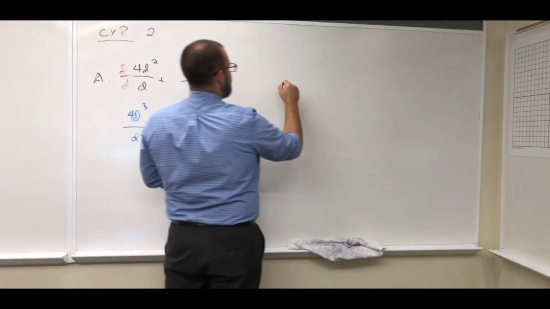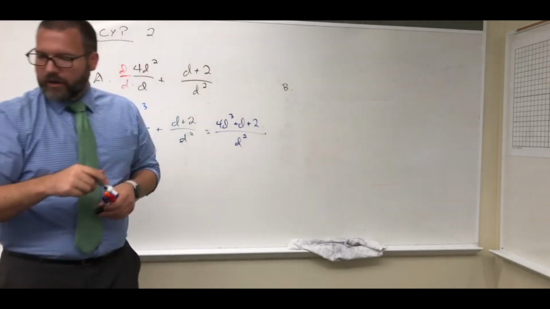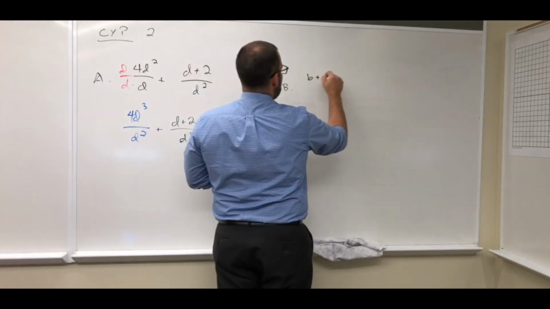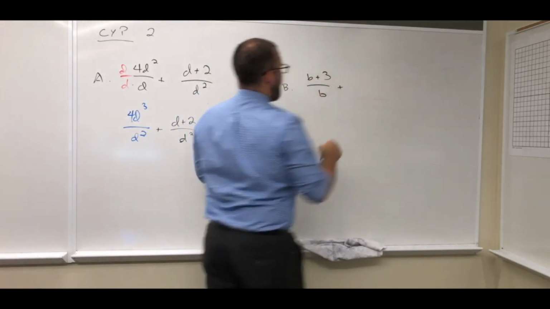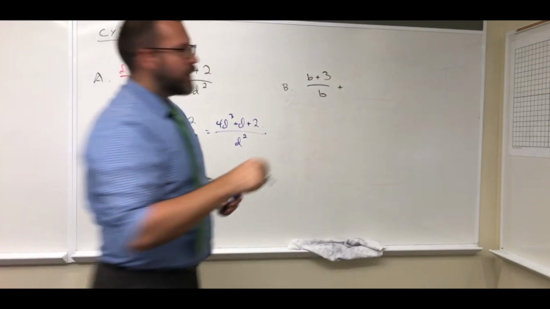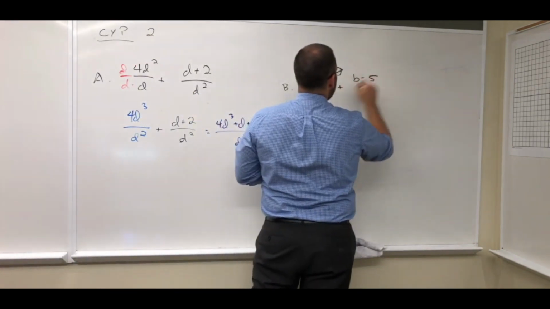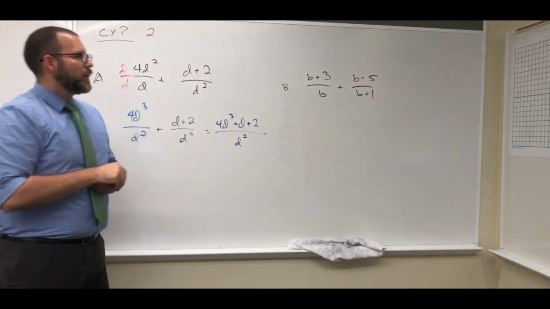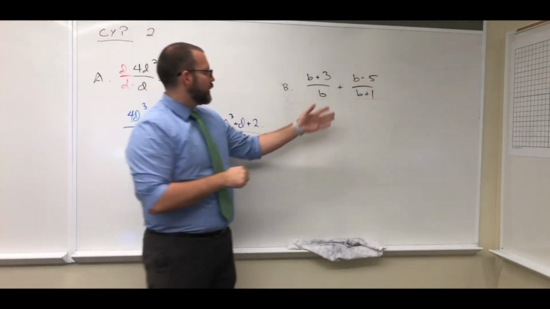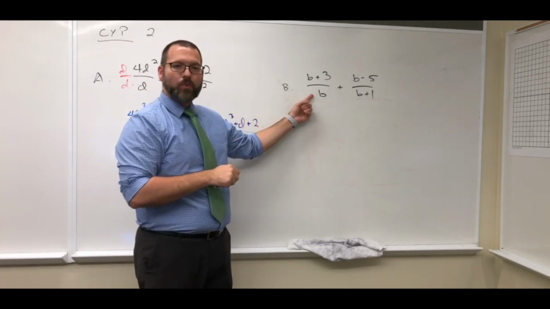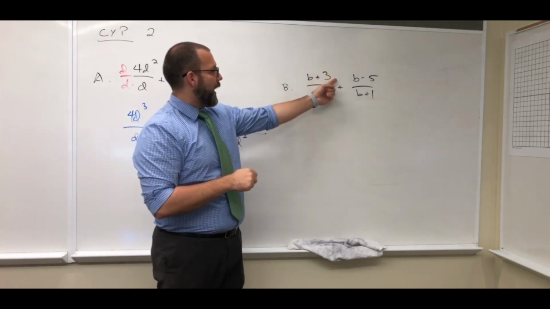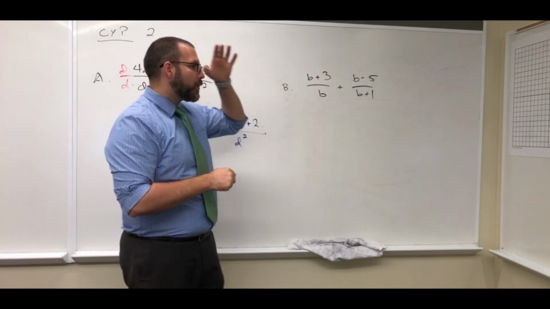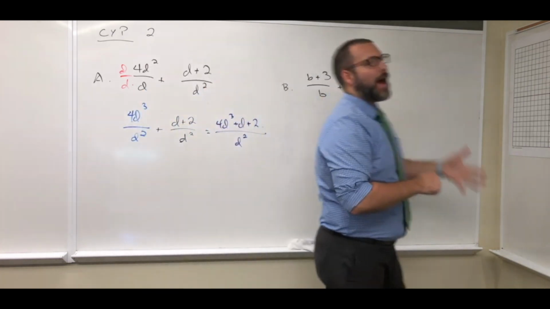Check your progress 2b. I've got b plus 3 over b. And I'm adding that to b minus 5 over b plus 1. Now it's tempting here to say, oh, the difference is that this fraction is missing a plus 1. So if I just add 1 here and add 1 here, then they'll be the same. But remember, coming up with common denominators is not about adding more numbers.